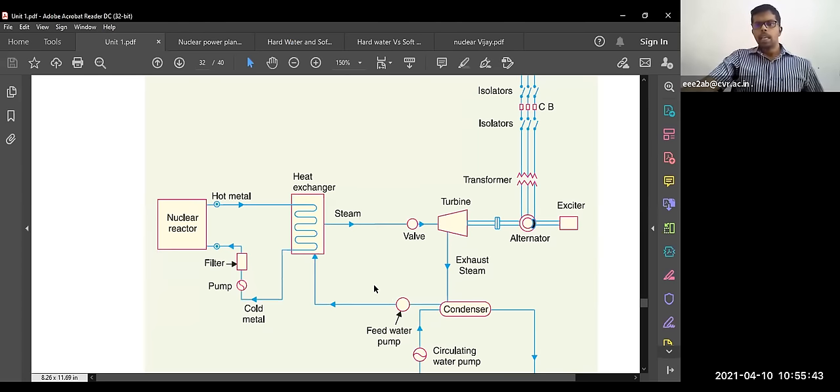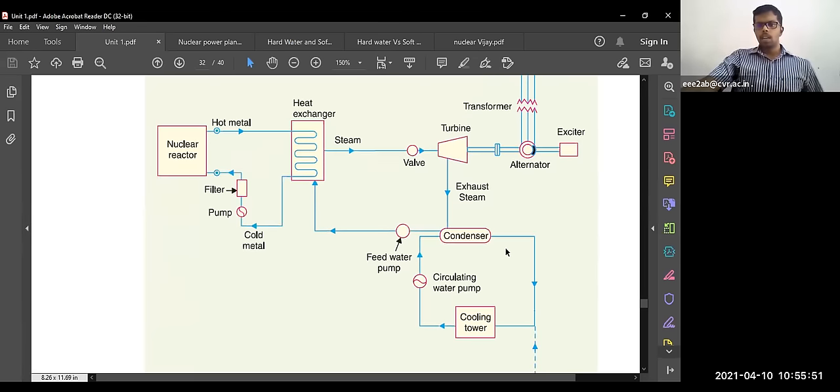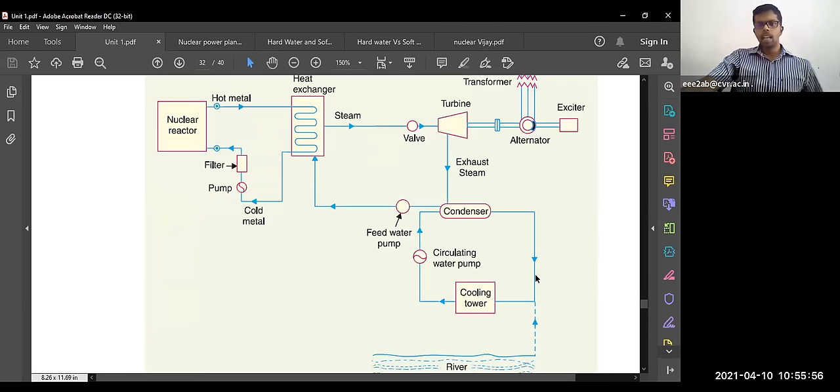This you already know. The exhaust steam again comes to the condenser, and the condenser condenses the steam. Some water is taken to the river directly, and the same water is given to the cooling tower. From the cooling tower, the water is cooled and again injected to the feed water pump, and again to this heat exchanger. So this process continues.